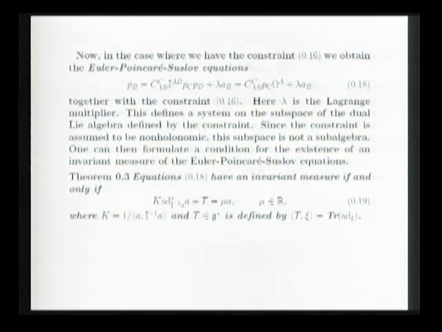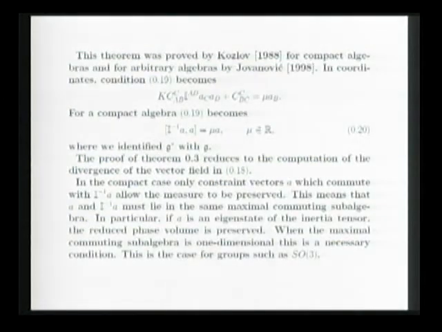Then you can extend it to the constraint setting by just generalizing what we had before. You just throw in a Lagrange multiplier, and you can get this very nice generalized condition on whether or not the system has an invariant measure. So again, basically just coming from the divergence condition. And this was proved by Kozlov for compact algebras, and I believe by Jovanovic for arbitrary algebras. And you can write it down in coordinates. And the nice thing is for a compact group, it reduces to this condition (I^{-1}a)_a equals mu a. And for our 3x3 Suslov type system, this reduces exactly to a being an eigenvector of the moment of inertia tensor.